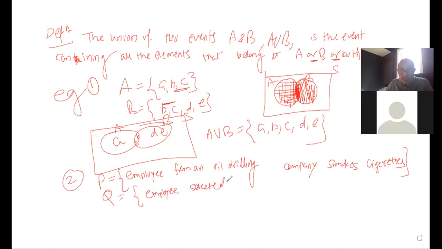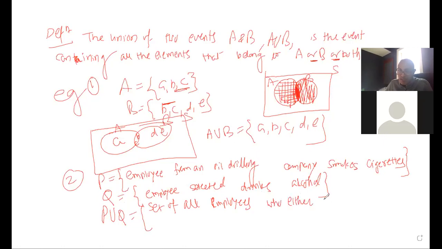Employee selected drinks alcohol. So what is P union Q? P union Q is equal to employee from the oil drilling company smokes, right? Smokes, or either smokes or drinks, or both, right? So it is the set of all employees who either smoke or drink alcohol. That is my P union Q.